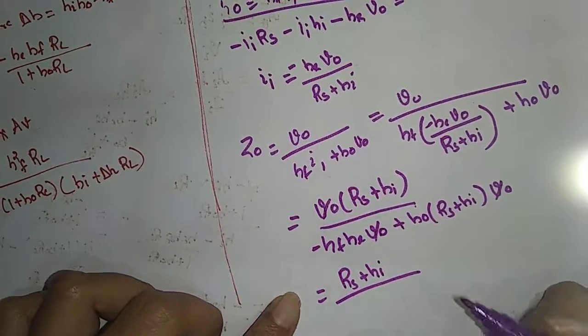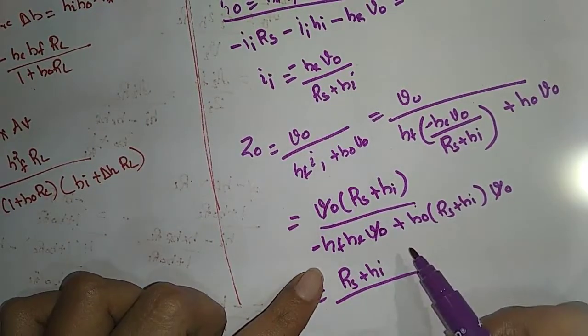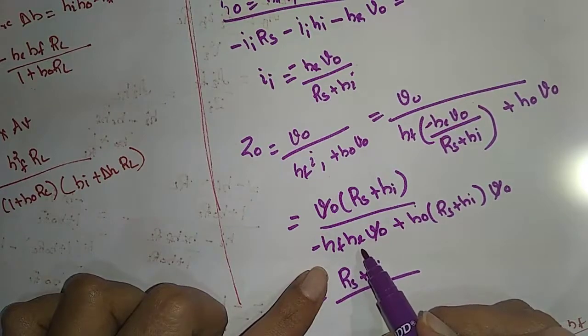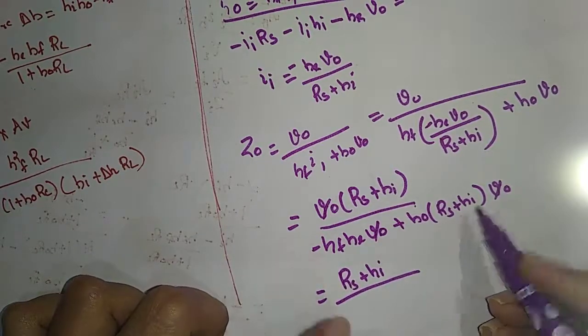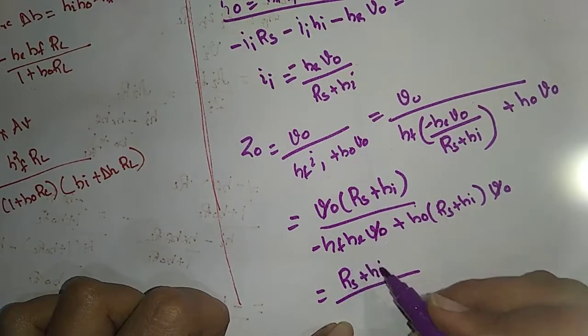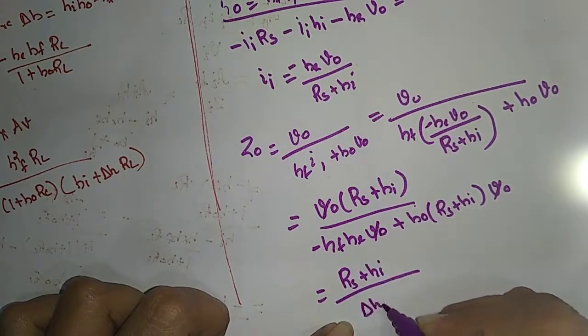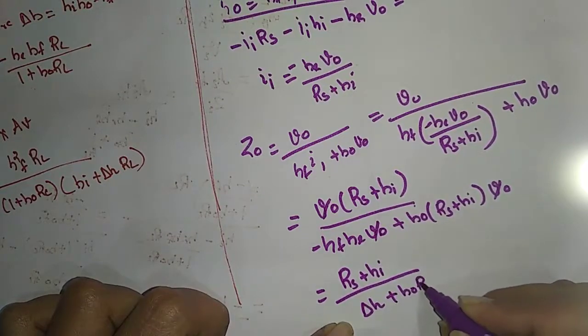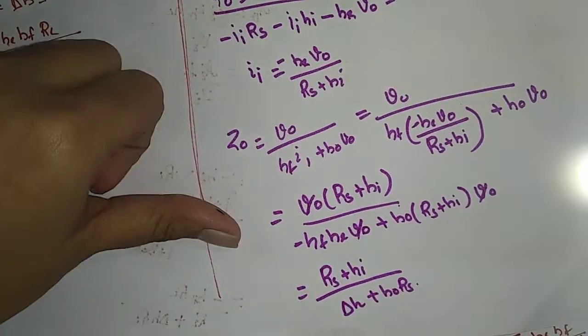divided by what? This is HR minus HF HR. This is H0 HI. So I can say H0 HI minus HF HR, isn't it? So that is delta H. Delta H plus H0 into RS. Do I have to solve this?